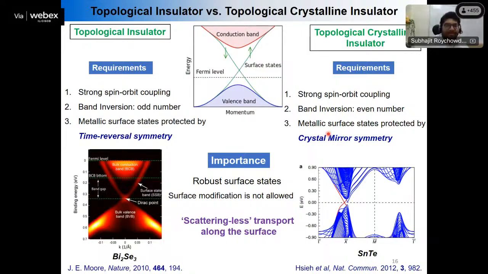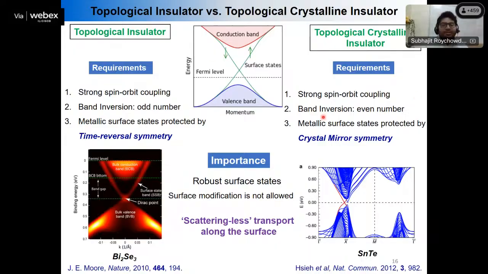So I'll talk more specifically about a few different classifications of topological quantum materials. The one most first discovered is the topological insulator. Here you can see the requirement: you need strong spin orbit coupling and band inversion. That is very important. If you look at any topological material, the band inversion mostly happens at the gamma point in the Brillouin zone. And the number of gamma points in the Brillouin zone is odd. That's why we call it a topological insulator, the number of band inversions is odd, and the metallic surface state is protected by time reversal symmetry.